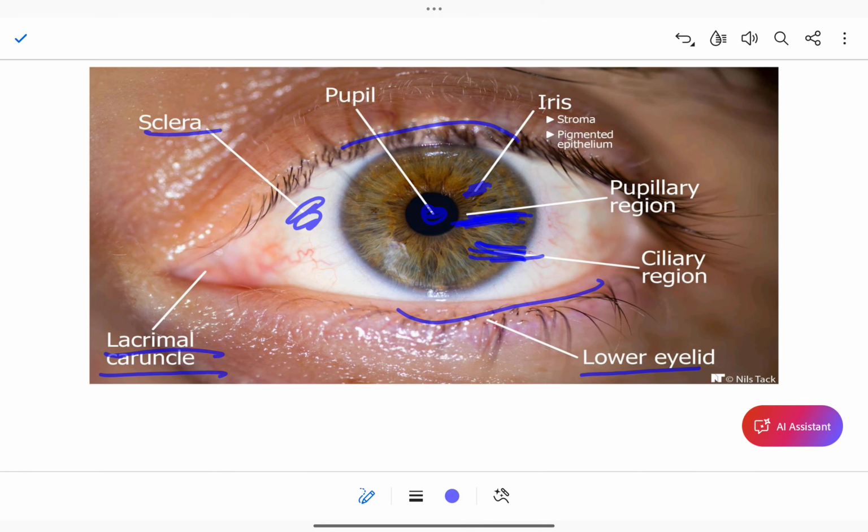What is the function of lens? Focuses images on the retina. Ciliary muscle controls the shape of the lens, accommodation. Fovea, point of central focus, contains most of the cones. What is the function of retina? Contains photoreceptors.